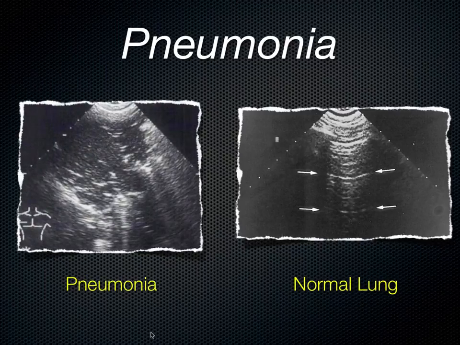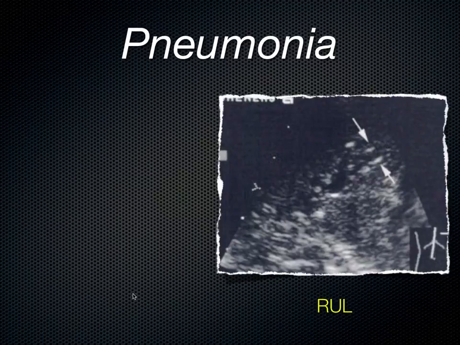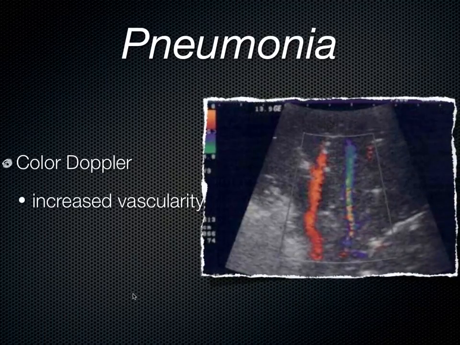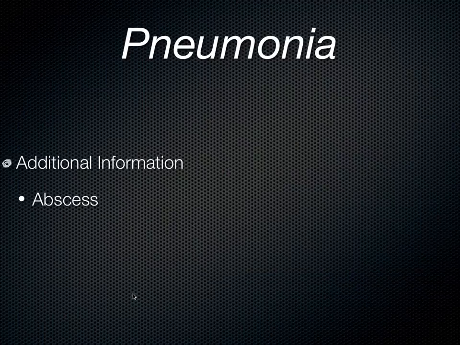Normal lung versus pneumonia, you lose that A-line appearance. You don't have the B lines necessarily, but you can. But this actually looks like solid organ with, again, these horizontal bright white lines throughout. Here's a fluid bronchogram right there. You can see both walls of the bronchi with the fluid in between, the black in between. And rarely, but we do sometimes place color Doppler over this area and show the increased vascularity to the infected or consolidated areas of the lung.